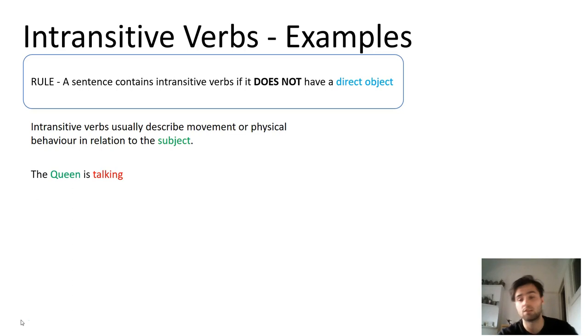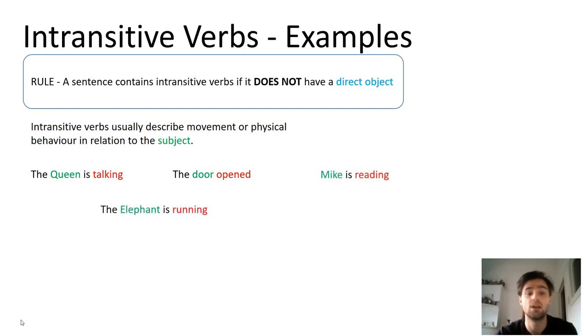Okay, so a few examples. The Queen is talking. So the Queen is the subject and talking is the verb. Okay, so talking's in relation to the person that's doing it, the subject. The door opened. So opened is the verb, door is the subject. Mike is reading. The elephant is running. So running is the verb, elephant is the subject. And as we can see, none of these examples so far, a bit like the next example, has a direct object. So it only has a subject and a verb. And as we've already discussed, this is the factor that distinguishes the difference between intransitive and transitive verbs.